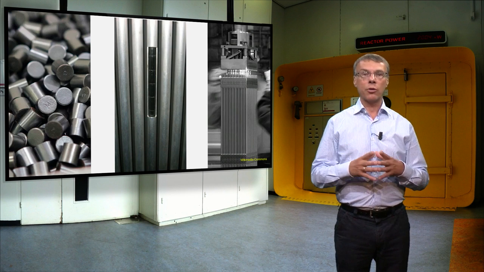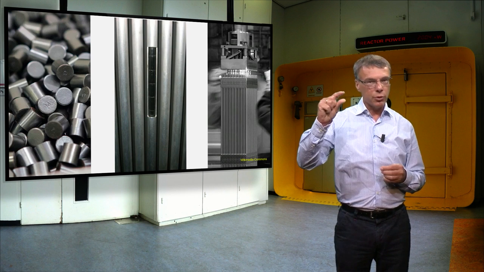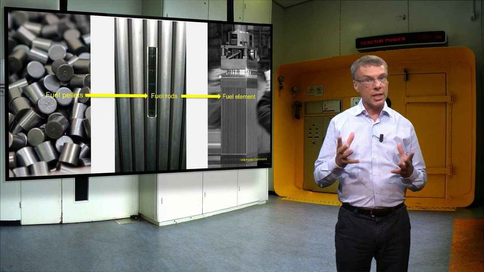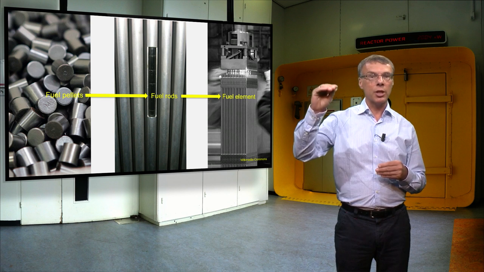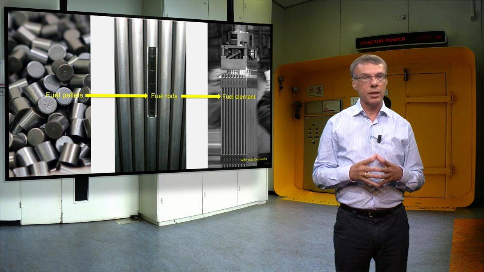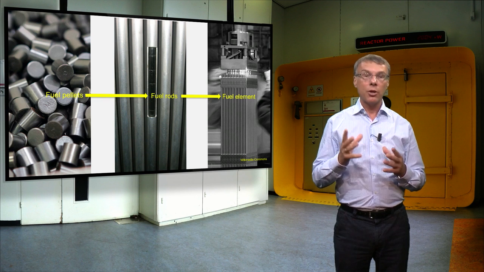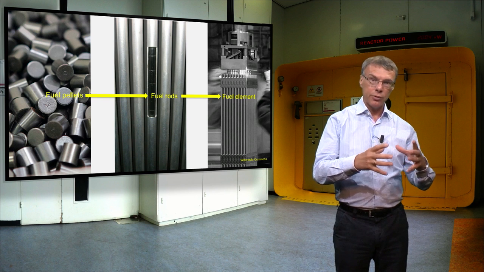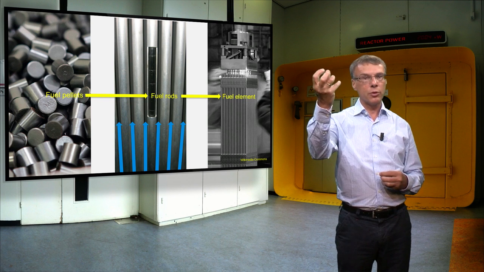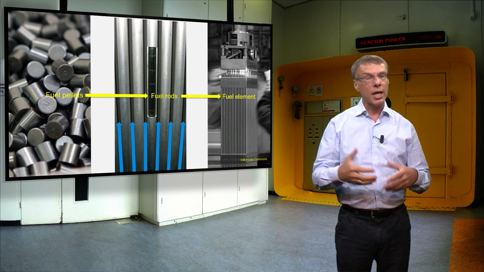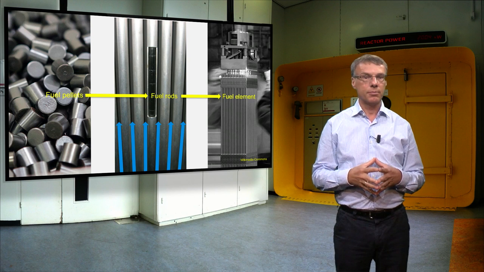Here you see how the fuel looks like. Small fuel pellets with a height of about 10 mm and diameter of 8 mm are stacked upon each other in a gas-tight fuel cladding. See the middle figure. The fuel rods are assembled together into fuel elements, and water flows through the space between the fuel rods to moderate the neutrons and to take away the heat.